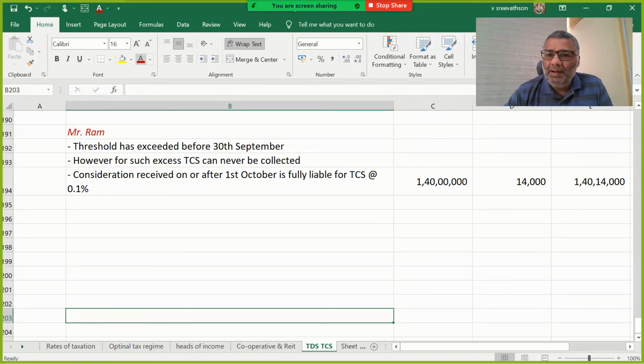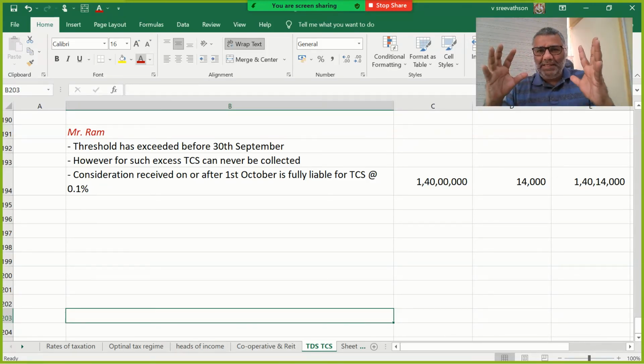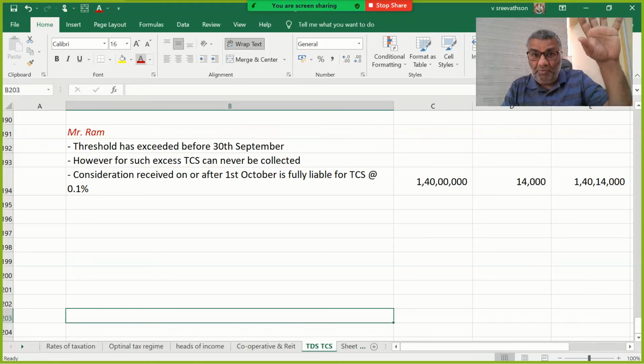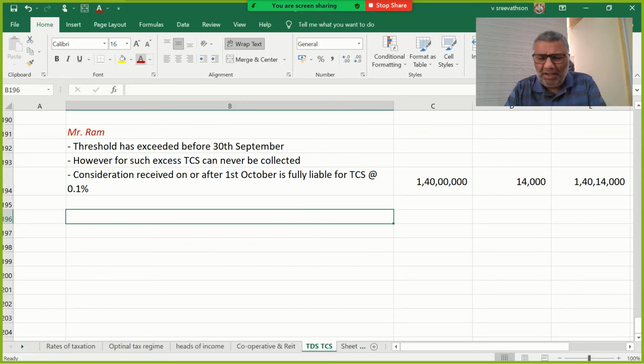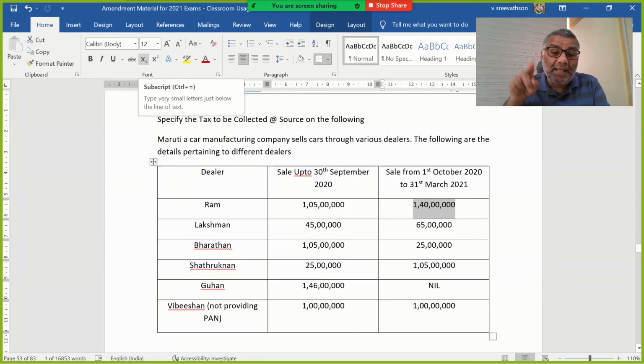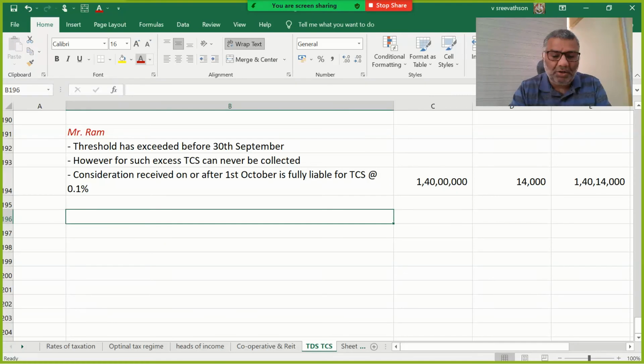Fully liable, because already the threshold is for the year. TCS is for the period, only for the financial year 2021, I am saying. But there is a possibility of questioning. I told you, in real time the questions are very interesting. Mr. Lakshman.